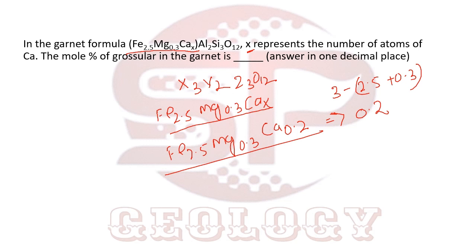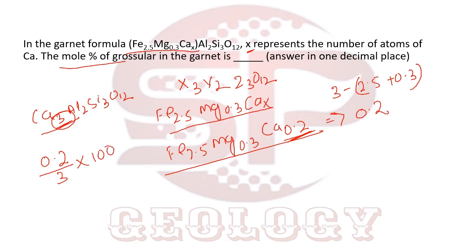So we have to calculate the mole percentage of grossular, which has a composition of Ca3 Al2 Si3 O12. Here Ca is not 3, it is 0.2. So what will be the percentage? If it is 3, it is 100%. Now it is 0.2, so we have to calculate the percentage of 0.2 out of 3. It will be 0.2 by 3 into 100, which is 6.6%. The answer will be 6.6%.